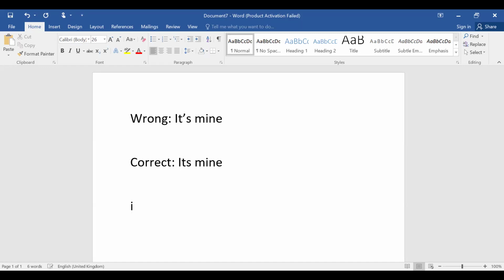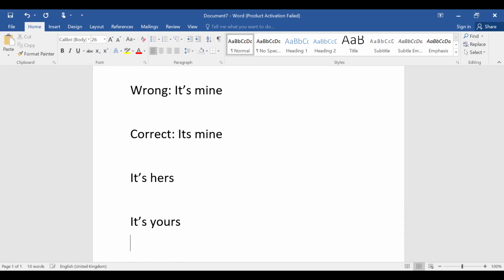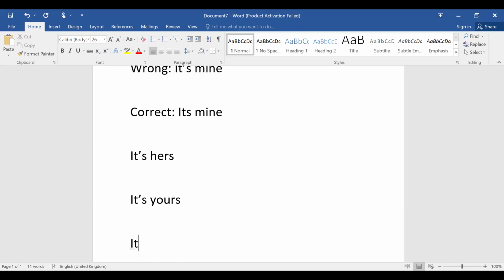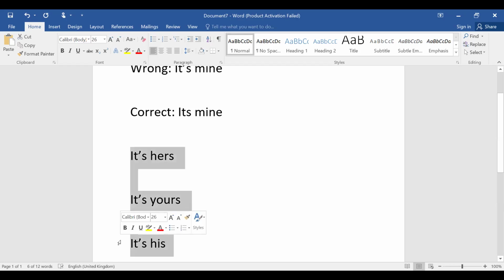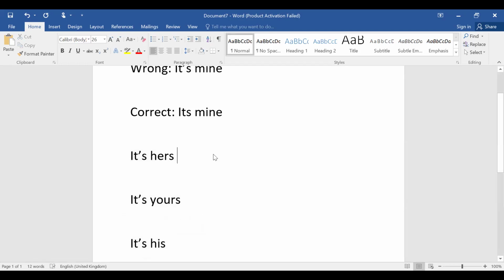Okay. So you cannot say "it's hers" or "it's yours" or "it's his". All these are wrong. So you see how many people are always wrong when they are writing English or speaking it. The correct form should be "its hers", "its yours", "its his".